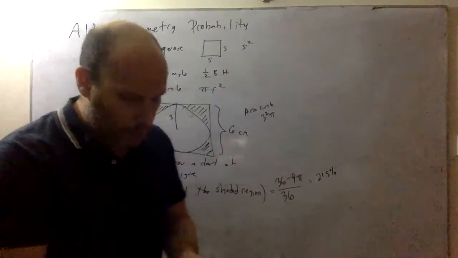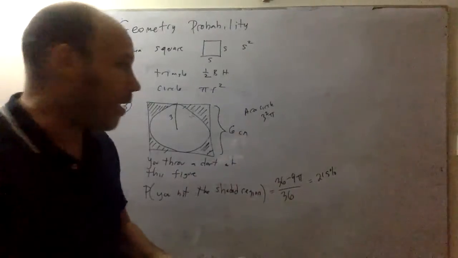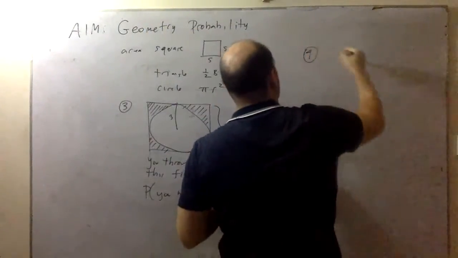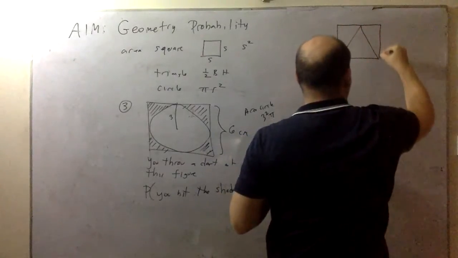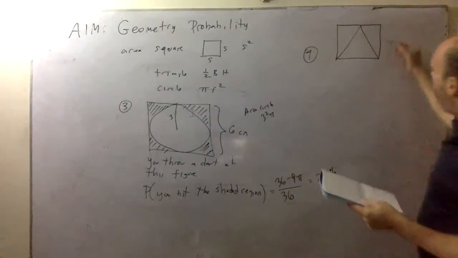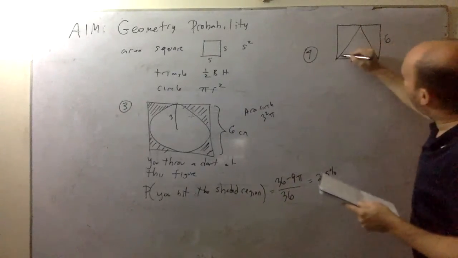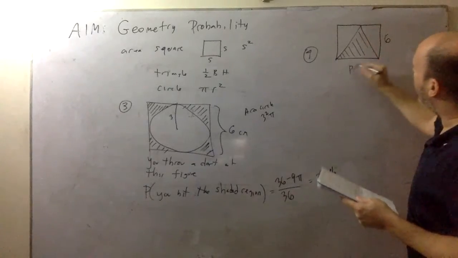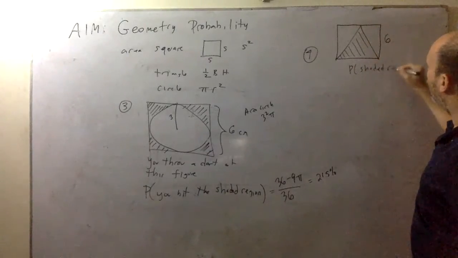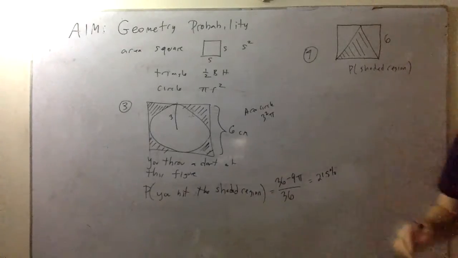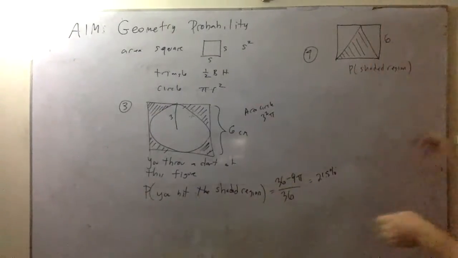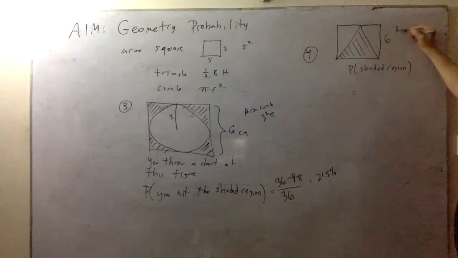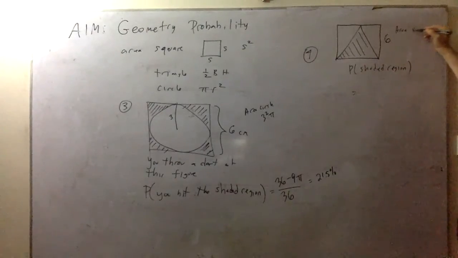Let's try another one like that. This time, we're putting an isosceles triangle inside of a square. So let's look at number 4. Here's a triangle. Here's a square. And the height is 6, and I want to know the probability of the shaded region. So once again, it's the area of that triangle over the area of the entire square. The area of the square is 36.